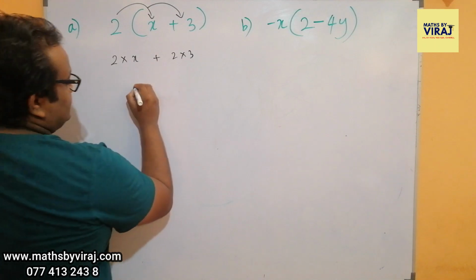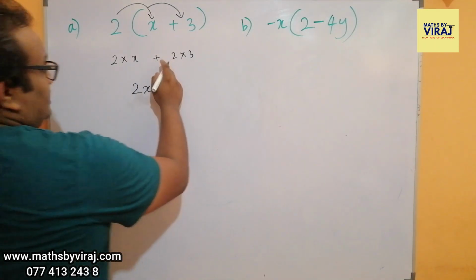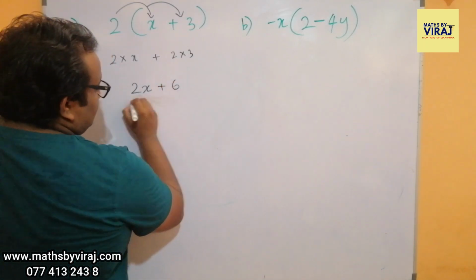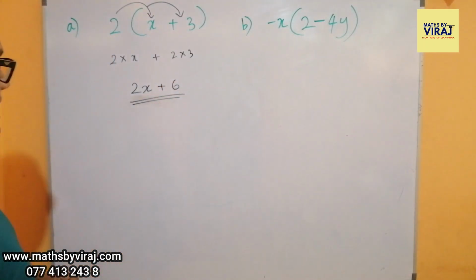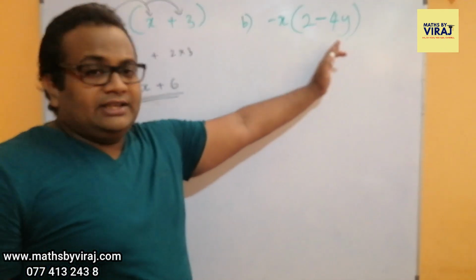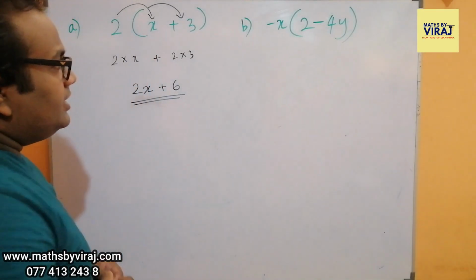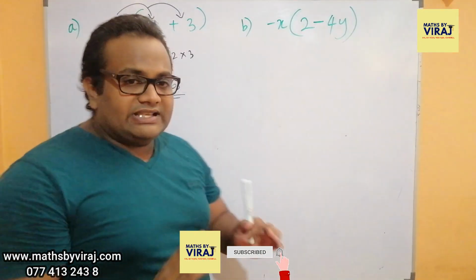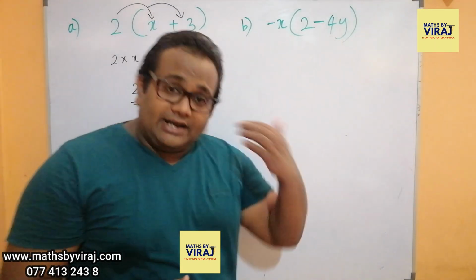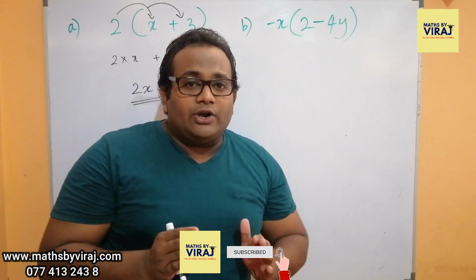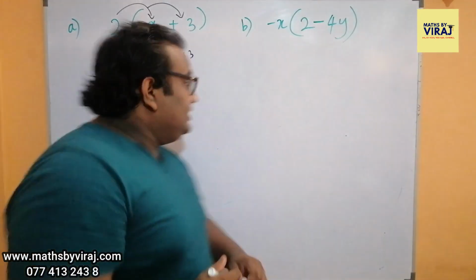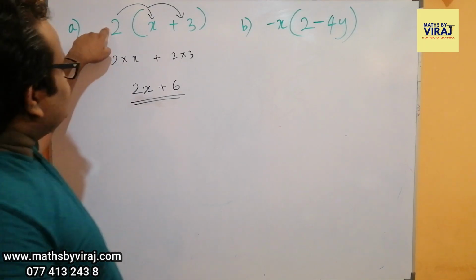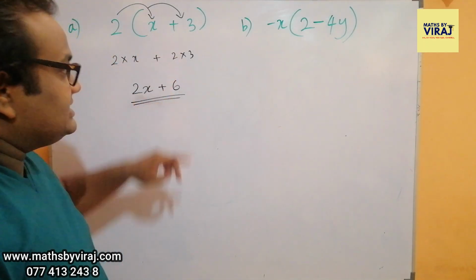2 into x, we get the answer as 2x. 2 into 3, we get the answer as 6. Therefore, plus 6. The final answer is 2x plus 6. But when you look at this expression, minus x is to be multiplied by 2. Children, always remember, before multiplying numbers or letters, the priority should be given to the sign. Here, plus 2 multiplied by plus x, answer is plus. Plus 2 multiplied by plus 3, the answer is plus.